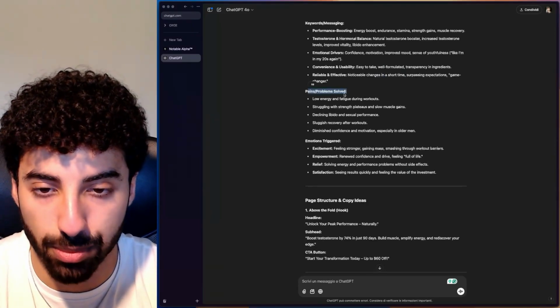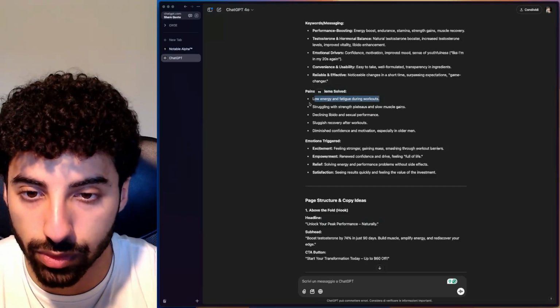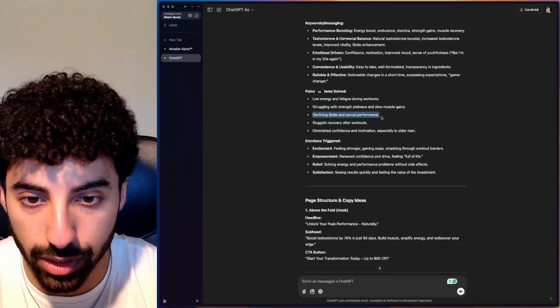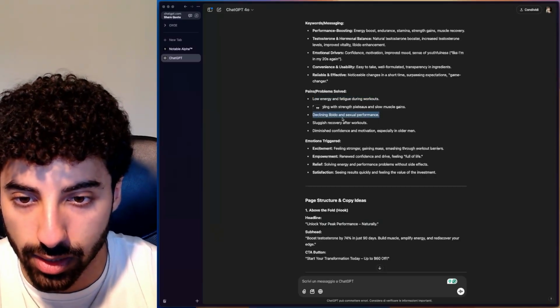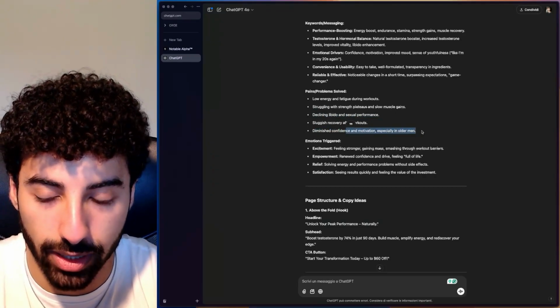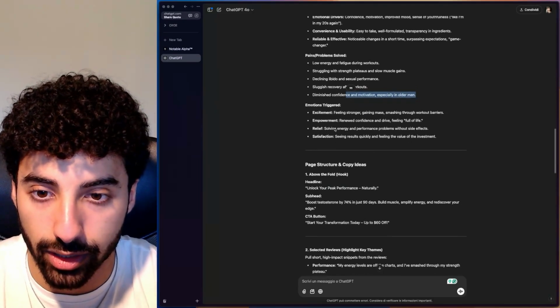Pain and problem solved, this is the most important section of them all. Low energy and fatigue during workouts, this is solved. Struggling with strength plateaus and slow muscle gains, this is solved. Declining libido and sexual performance, this is solved. Sluggish recovery after workouts and diminished confidence and motivation, especially in older men. So these are also very, very important. Obviously it's what you want to mention in the copy on your page.